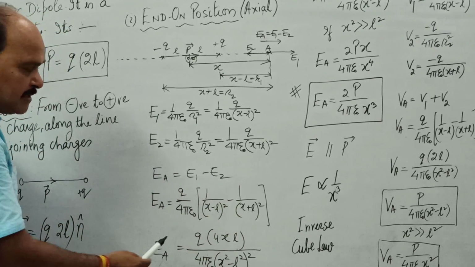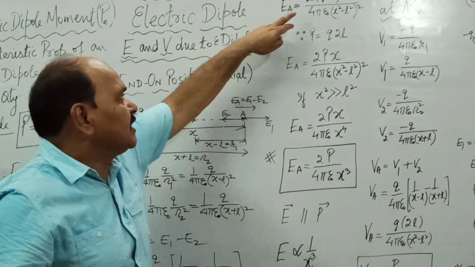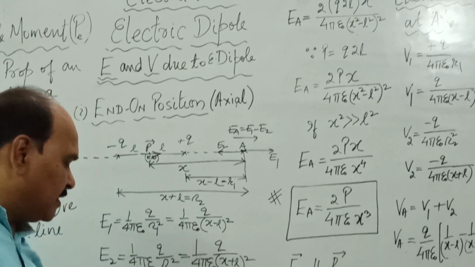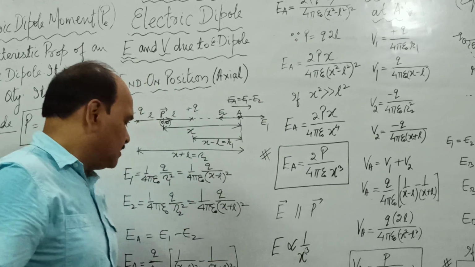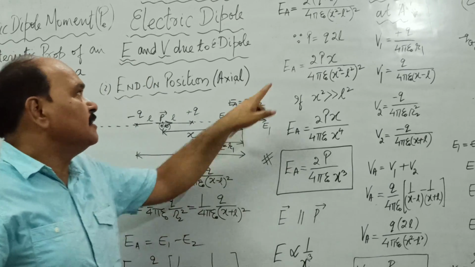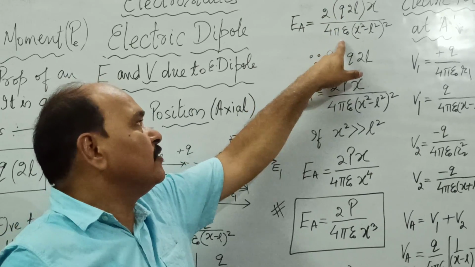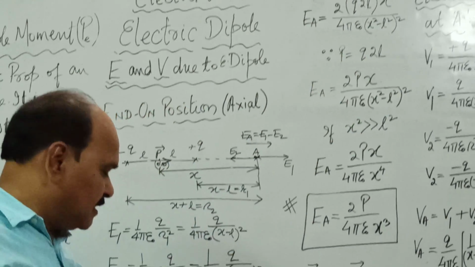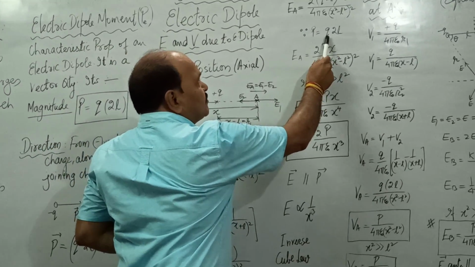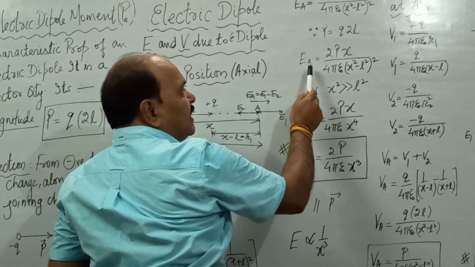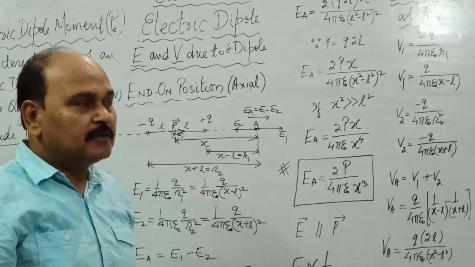Now we are rearranging the terms in the numerator. We take 2 outside the bracket, and in the bracket we write Q into 2L, and X is written outside. So this is the same as Q into 4XL. The terms have been rearranged. The denominator 4 pi epsilon naught (X square minus L square) whole square is written as it is. Since P is equal to Q into 2L, if we substitute the value of P here, we get EA as 2PX upon 4 pi epsilon naught (X square minus L square) whole square.